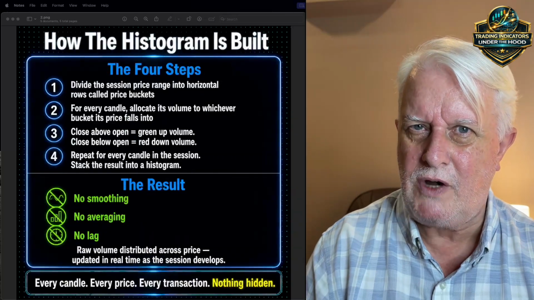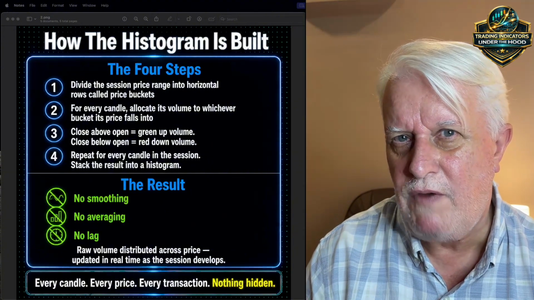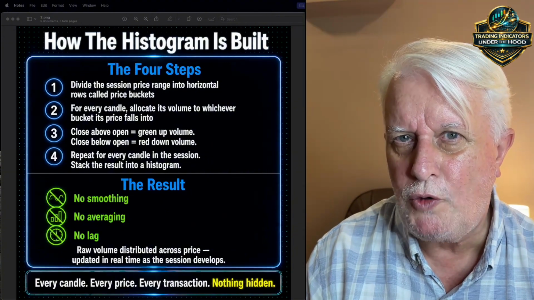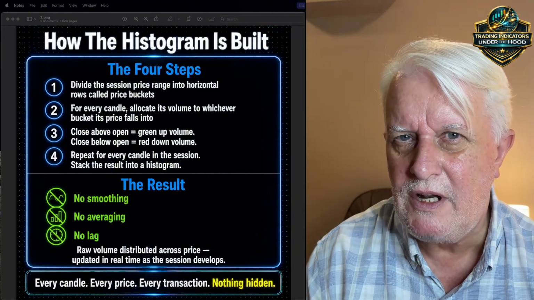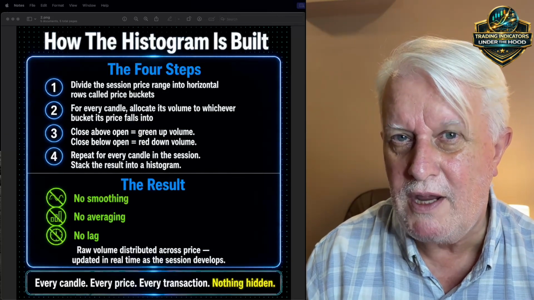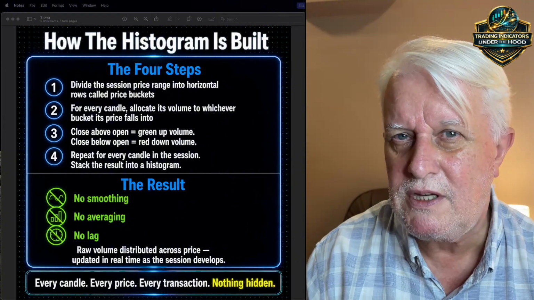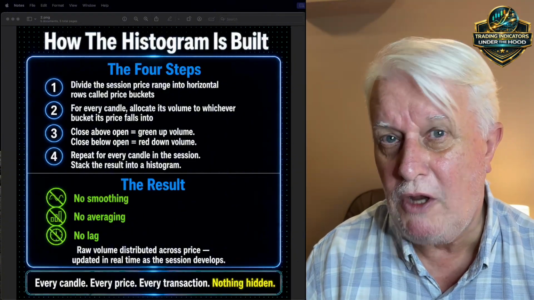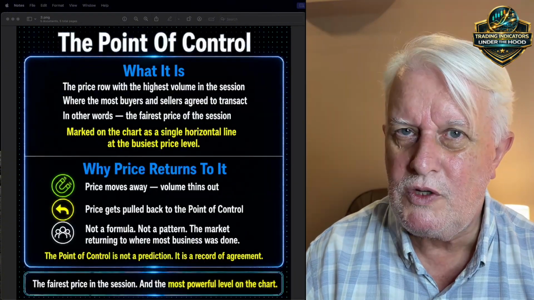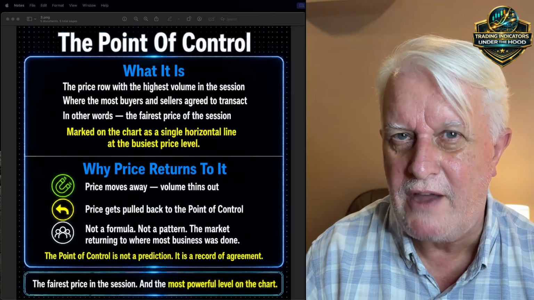So this is how the histogram is built. The calculation is straightforward. The session's price range is divided into horizontal rows, called price buckets. For every candle in the session, the volume is allocated to whichever bucket that candle's price fell into. If a candle closes above its open, it is counted as up volume. If it closes below, it's counted as down volume. Once the session closes, we have a fixed point of control for that trading session.